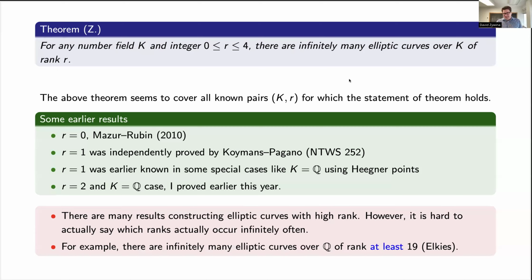And the key word is "at least." Of these infinitely many, we don't know what the ranks are. For each particular elliptic curve, we could compute the rank, but we don't know which rank occurs, and if any rank occurs infinitely often, and which one. So that's kind of how it differs from previous things. A lot of results in the literature are about rank at least an integer, and here we're trying to get it exactly.